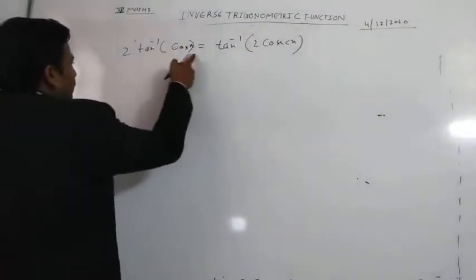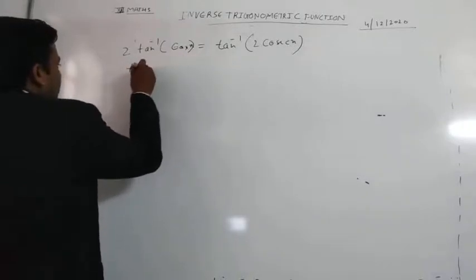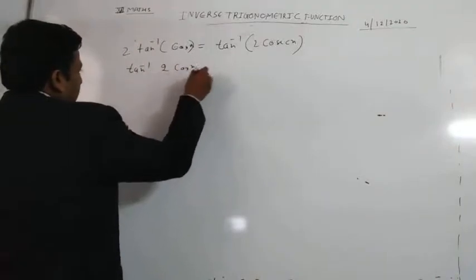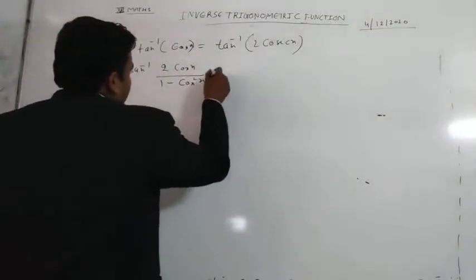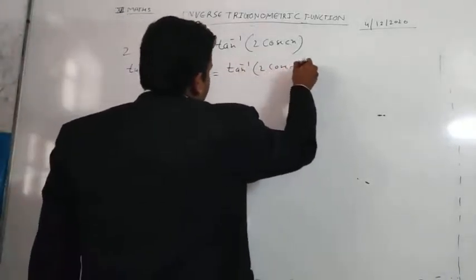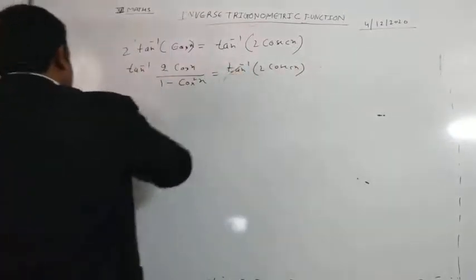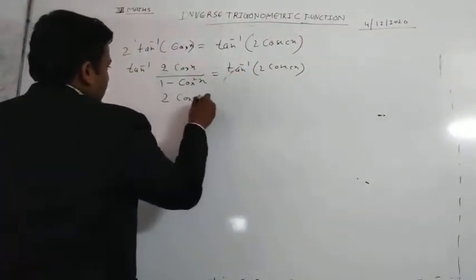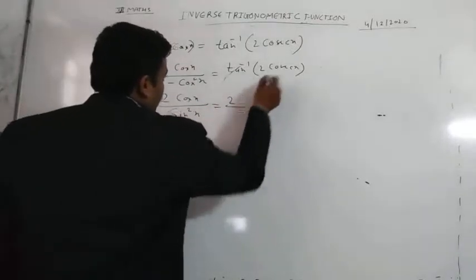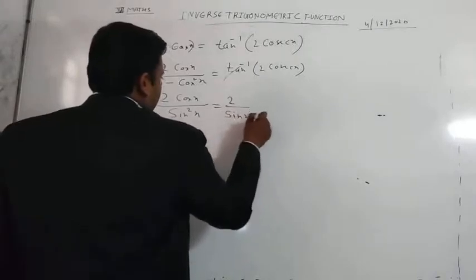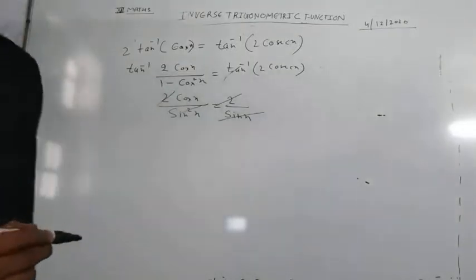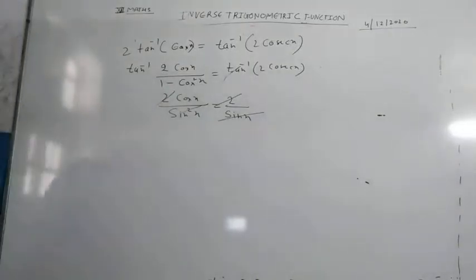So this is 2 tan inverse x. We will apply the formula: 2 tan inverse x is tan inverse 2x upon 1 minus x square. And this is tan inverse 2 cosec x. So this tan inverse and tan inverse will reduce, so we get 2 cos x upon sin square x is equal to 2 by sin x. This sin and sin will cancel, this 2 and 2 will cancel. So cot x is equal to 1 we are getting here.